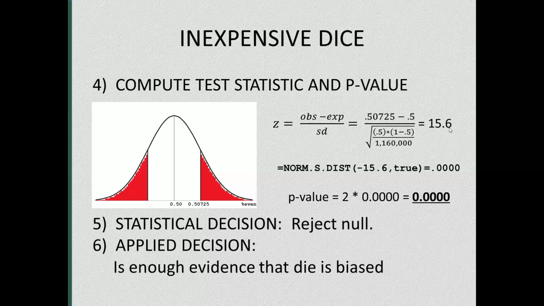You really don't even need an Excel function for that. Probability out that far is essentially 0 for all practical purposes. We reject the null hypothesis. There is enough evidence that the die is biased.